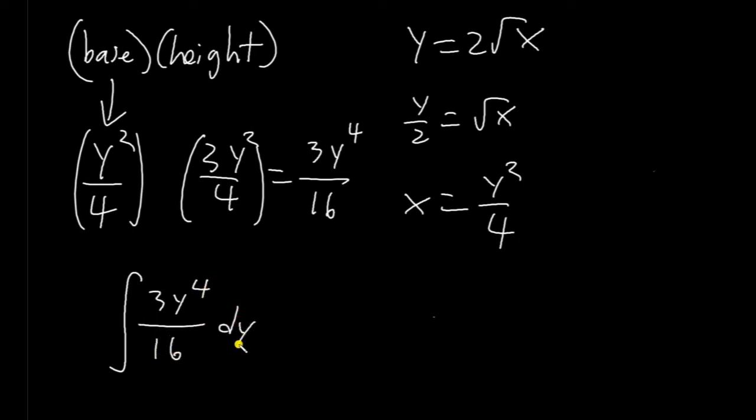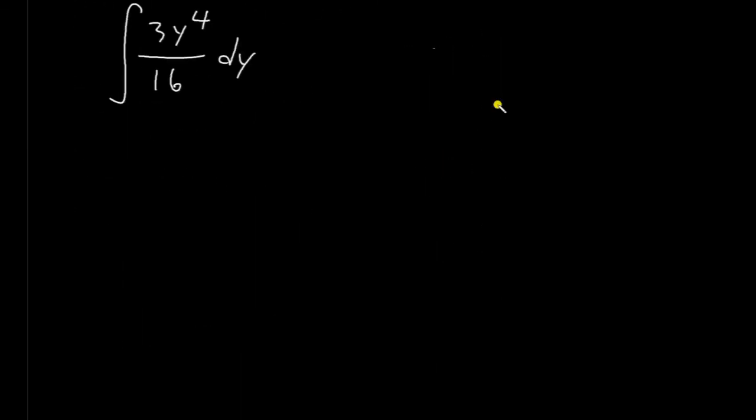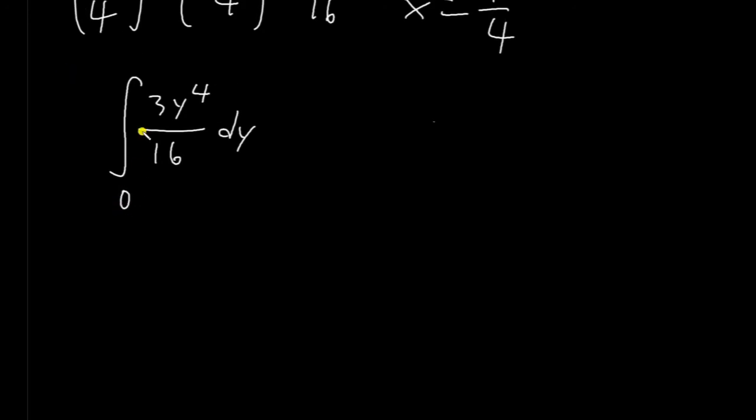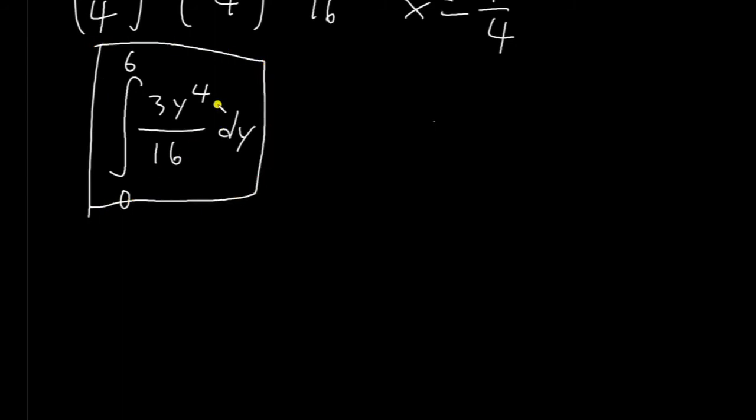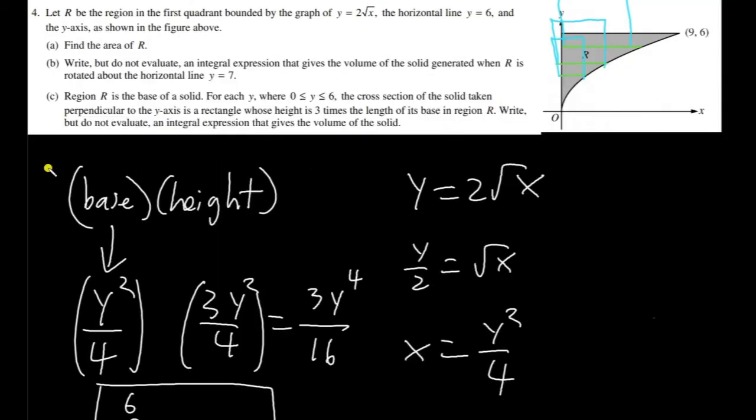Note it's a dy. And then for the bounds, we're starting at y equals 0, but notice we're only going until y equals 6, right? Since we're in terms of y, we're not going from 0 to 9, we're going from 0 to 6. So we'll take this and integrate it from 0 to 6, okay? This is the expression that the College Board seeks. They just want the integral expression. We don't need to actually evaluate it, okay?